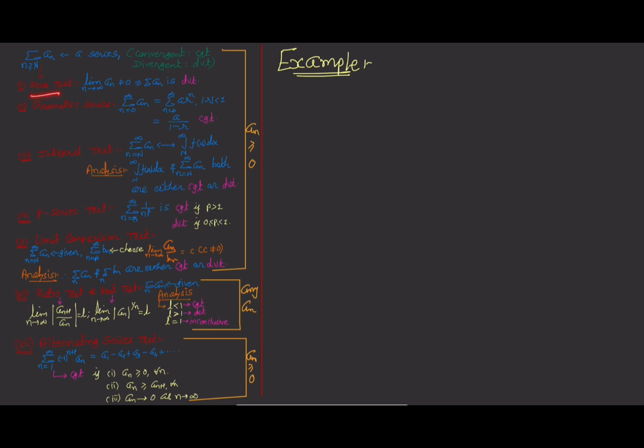Started with zero test, geometric series, integral test, limit comparison, ratio test, and root test. So I was going and applying one by one test in a sequential manner. Now the question is, if I am given any random example, then how can I understand which test I need to apply? For example, suppose I have been given this example.